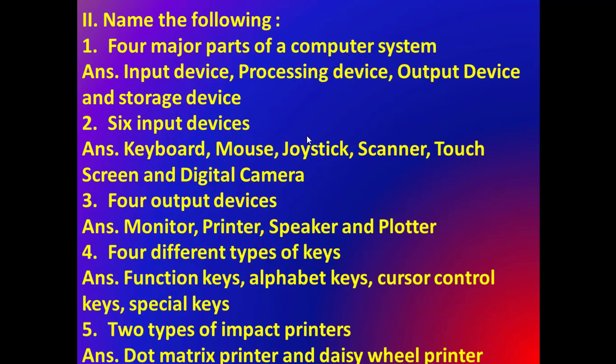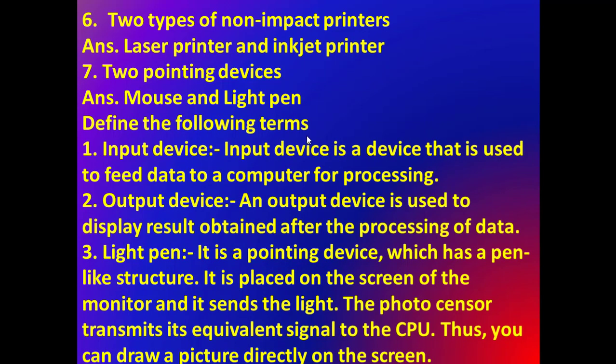Name the following. Four major parts of a computer system. Students, hardware, input device, processing device, output device and storage device. Six input devices ke name: keyboard, mouse, joystick, scanner, touch screen and digital camera. Four output devices: monitor, printer, speaker and plotter. Four different types of keys: function keys, alphabet keys, cursor control keys, special keys. Two types of impact printer: dot matrix printer and Daisy wheel printer. Two types of non-impact printers: laser printer and inkjet printer. Two pointing devices: mouse and light pen.